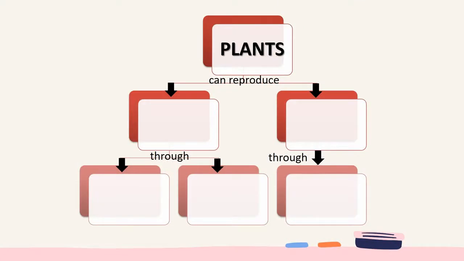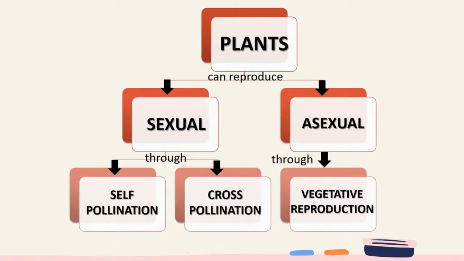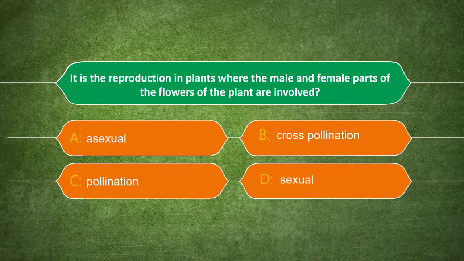Now, let's have a recall. Plants can reproduce by means of sexual and asexual reproductions. Sexual reproduction reproduces through self-pollination and cross-pollination, while in asexual reproduction, it is by vegetative reproduction. Let's try to answer this.